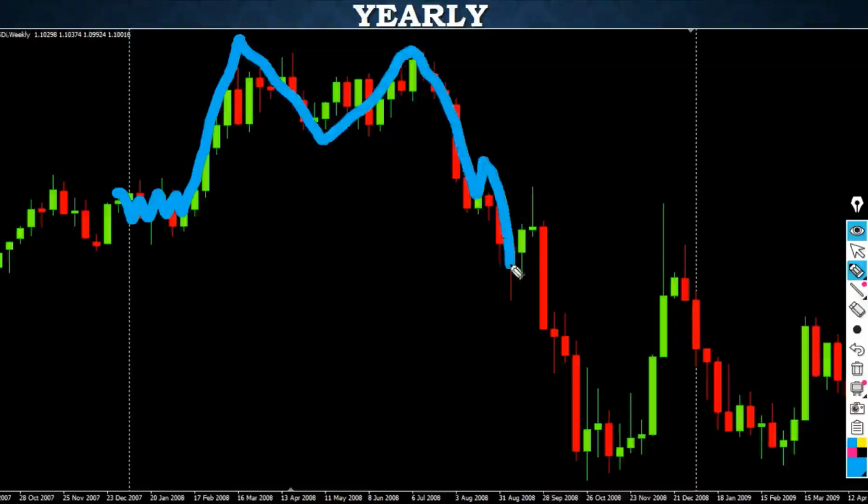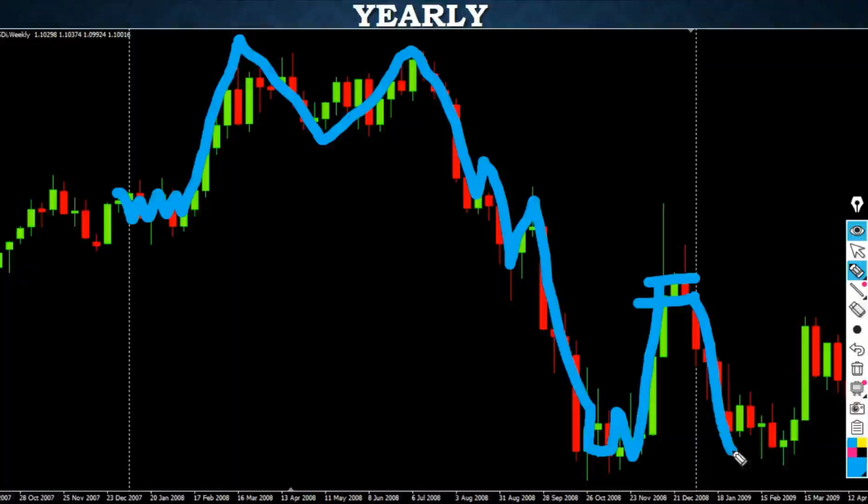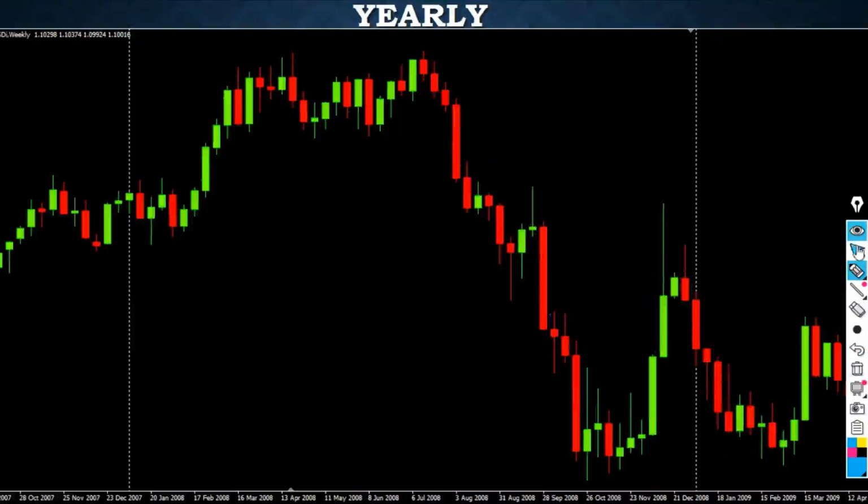1, 2, price drops, creates a W in here, back into the range. Price will repeat the low next year, making another W. It will come up again. This is exactly what happened on EUR/USD between 2008 and 2009. Go and look at the chart. I don't create charts.